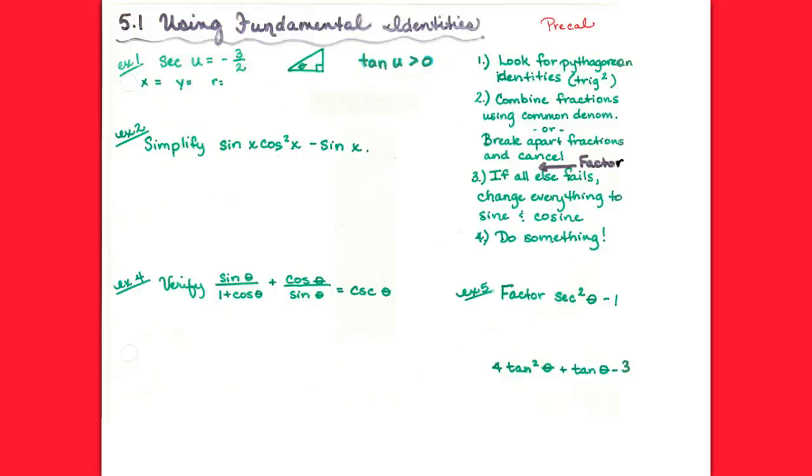All right, we start off 5.1 with a bunch of review. To begin with, we want to remember some of the factoring that we've learned how to do with our trig functions in previous sections. So we're actually going to start down here with example number 5. All right, for example number 5, we've got secant squared minus 1.